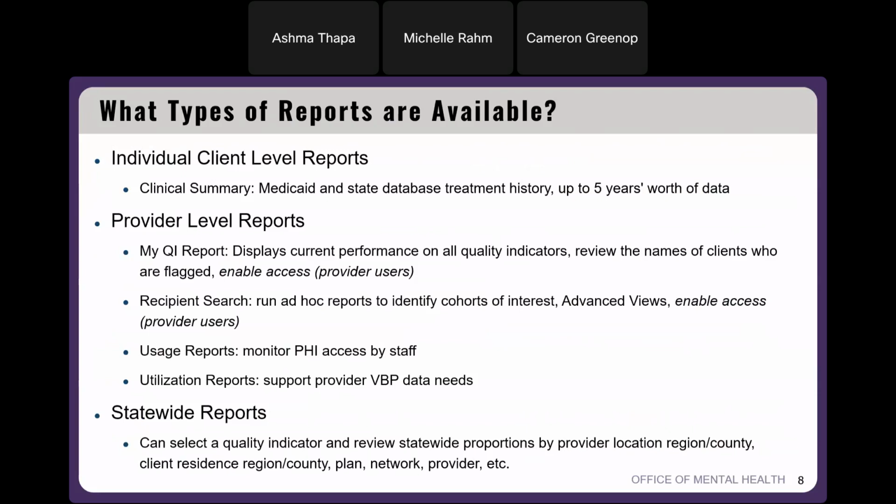Then we have utilization reports, which are used to support providers that have value-based payment data needs. And then lastly, we have our statewide reports. And there you can look up the quality flag and review the statewide prevalence by provider location, region, and county, client residence and county, plan, network, and provider. And those are all at the aggregate level.